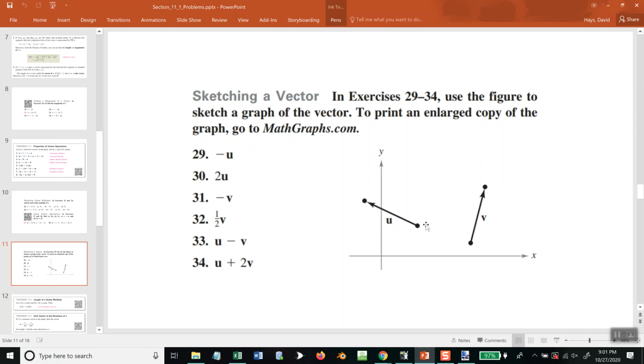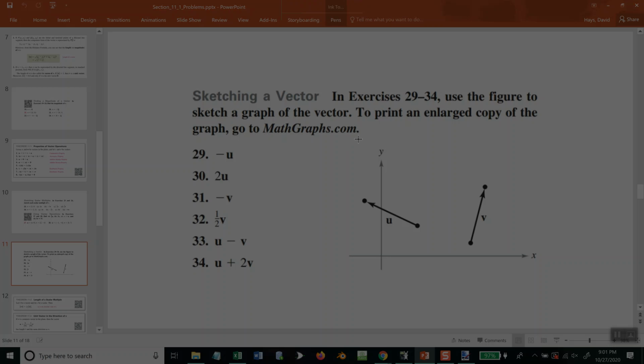I guess I could just copy this. Let me do that. That's going to be a lot sloppier, but it'll be neat.